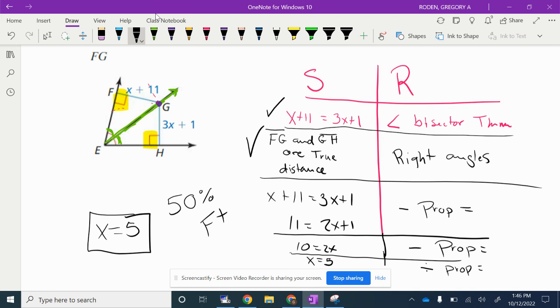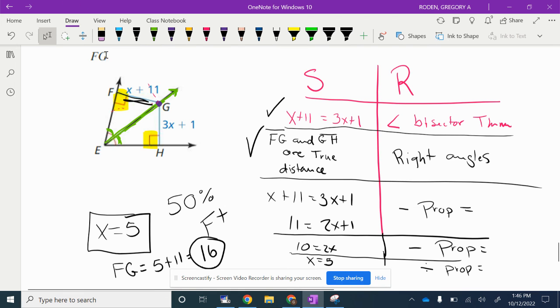You guys see that? So F to G, we're trying to find FG, right? So all you do is put 5 in for x. So what is FG equal to, class? 5 plus 11. And what's that, guys? 16. That's substitution. There you go. FG does not have a line above it, and why is that good? Because you're finding the distance, right? No line is distance, and a line is actually the segment itself.